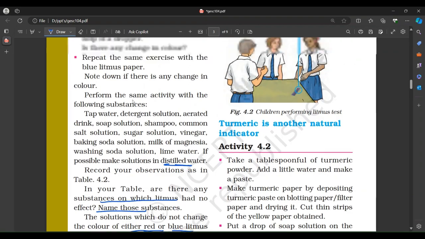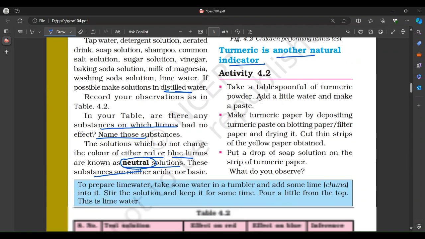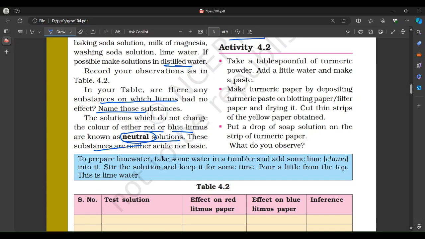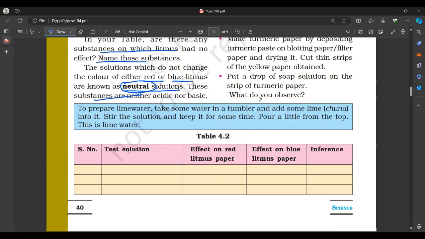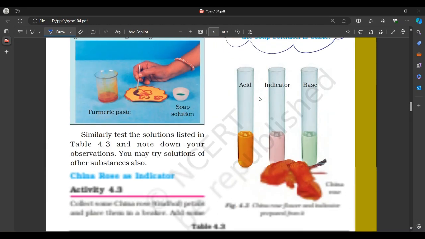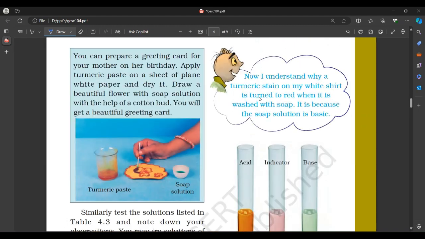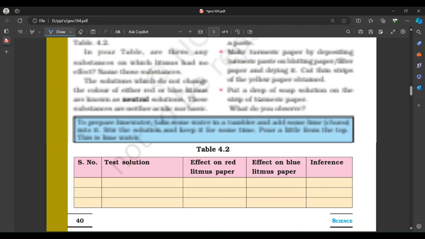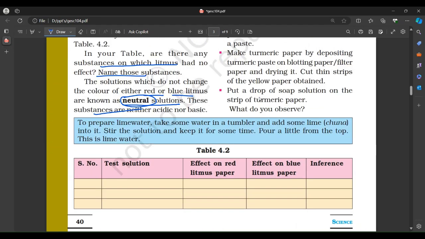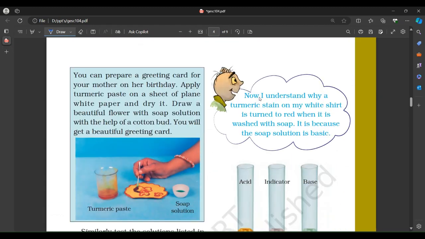Okay, so what will we do next? We have turmeric, which is another natural indicator. For that we have one more activity. So you just pause the video and you can read that. Okay, so now these are the activities where you can use turmeric as a natural indicator. Just make a turmeric solution here.